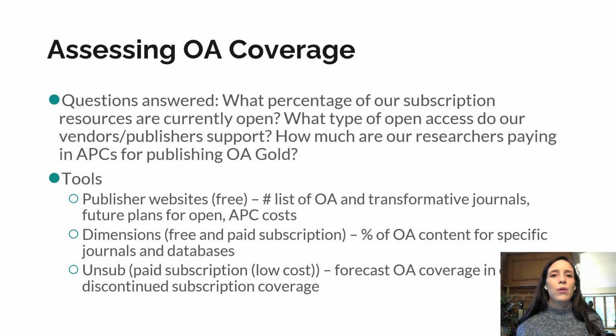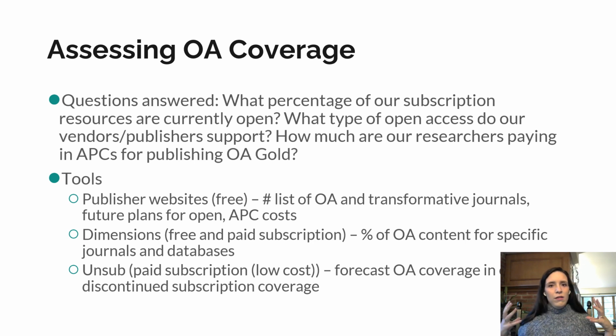So when we're thinking about assessing OA coverage, some of the questions that we might ask are what percentage of our subscription resources are currently open, right? That's great to know as we're going into negotiations or we're deciding what to keep or cancel in our libraries. What type of open access do our vendors and publishers support? And how much are our researchers paying in APCs for publishing OA Gold? That's something we're really interested in learning about as well, especially as we're considering things like transformative agreements.